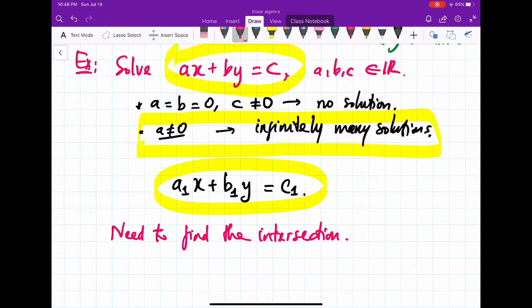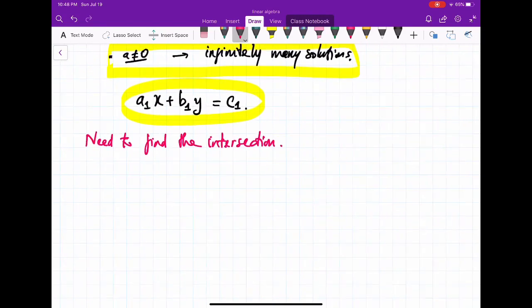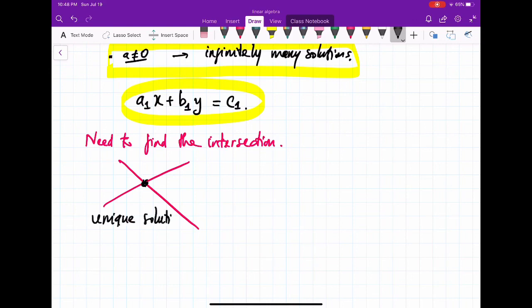And of course, from geometry, you might think that if you have two straight lines, we might have three situations. The first situation, two straight lines intersect at only one point. So in this case, unique solution, right? The second case, two straight lines do not intersect, but are parallel. That means they have the same slope, right? Parallel. In this case, no solution.